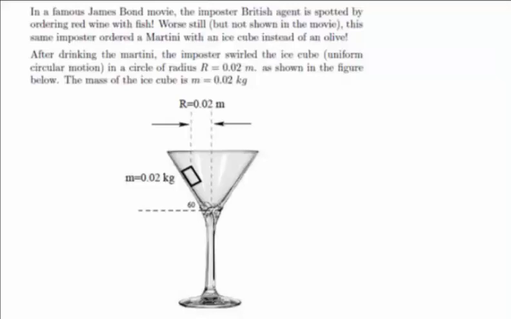In a famous James Bond movie, the imposter British agent was spotted by ordering red wine with fish. Worse still, but not shown in the movie, this same imposter ordered a martini with an ice cube instead of an olive. After drinking the martini, the imposter swirled the ice cube, in uniform circular motion, in a circle of radius r equals 0.02 meters, as shown in the figure below. The mass of the ice cube is 0.02 kilograms.